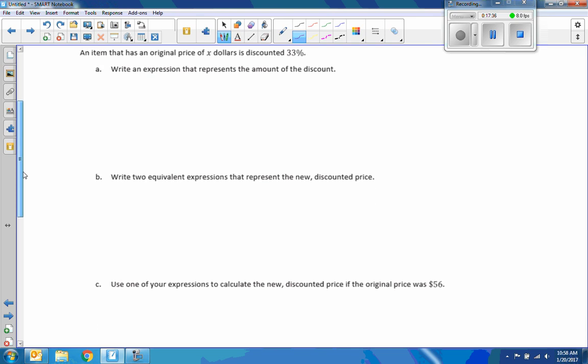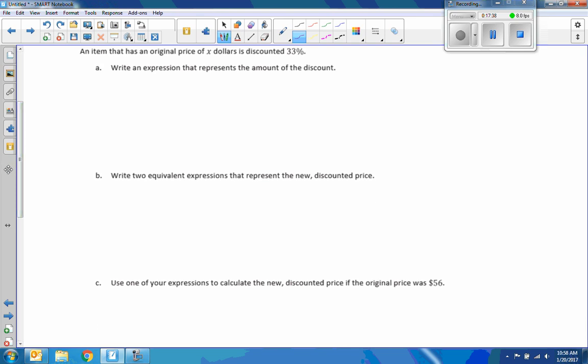Okay, example 3. An item has an original price of x dollars and is discounted 33%. Write an expression that represents the amount of the discount. Okay, what would represent that discount? Well, that's just simply a decimal, so 0.33 times however much the original price was. So it's 1/3 of some value x. Okay.